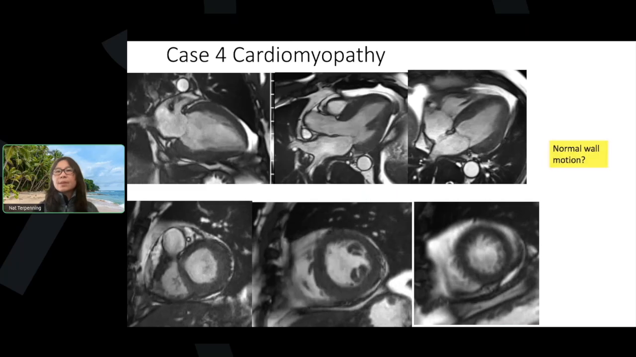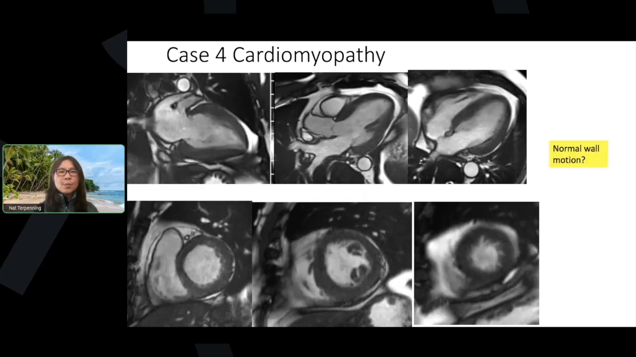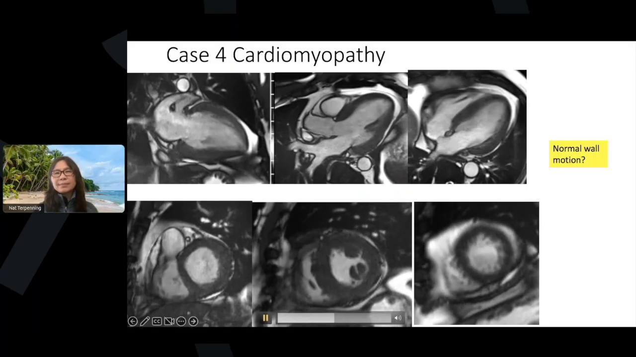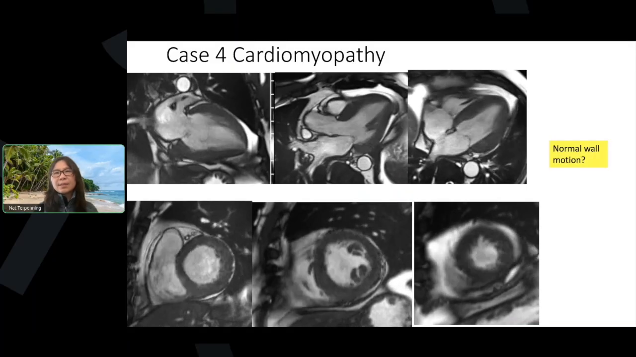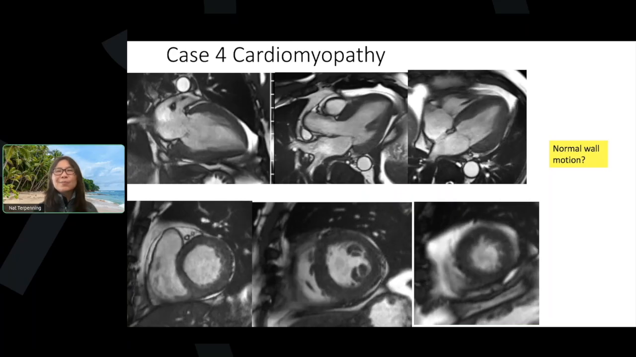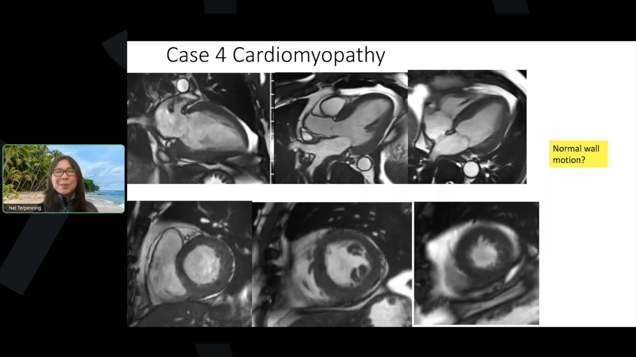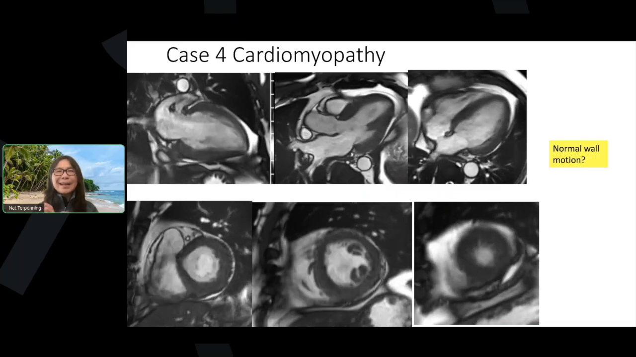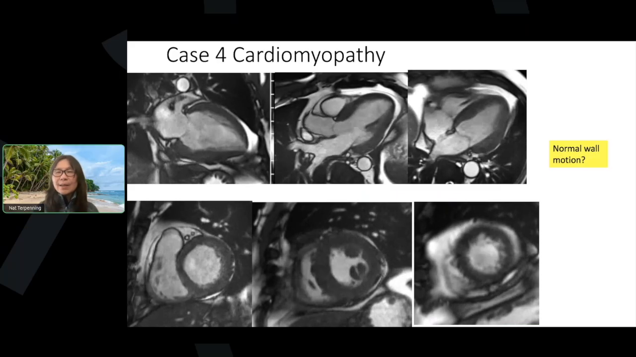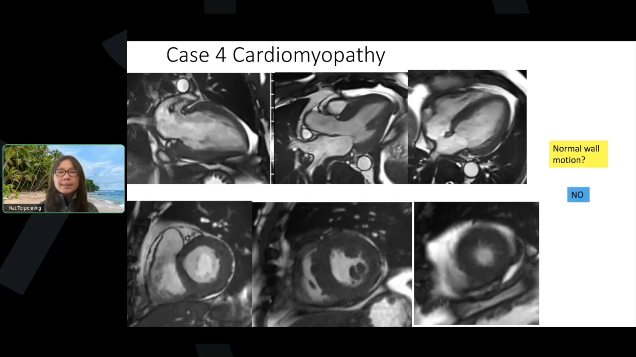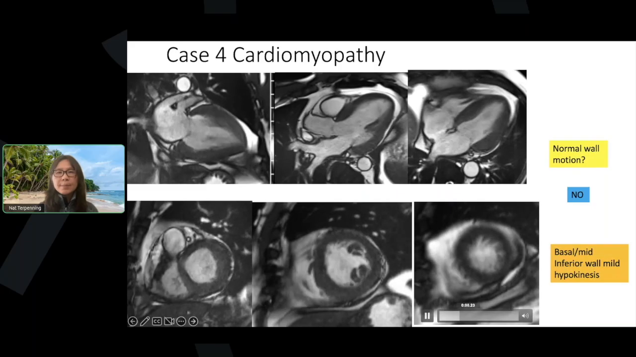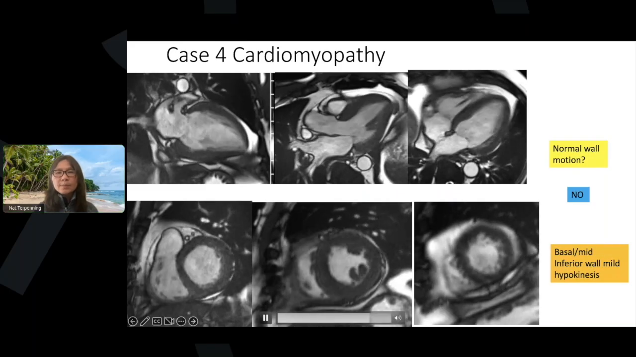Question: wall motion, is it normal? Maybe like 50% EF, I'm guessing. Yeah, I always guess before I do the calculation. It just makes my day a little bit more fun. So I think that there is a little bit of hypokinesis. If you look at it carefully, look at the inferior wall.